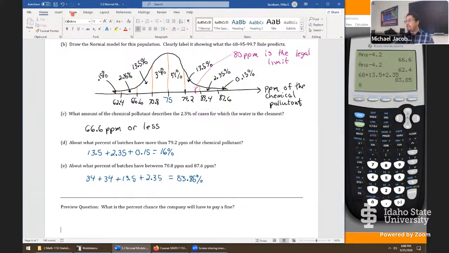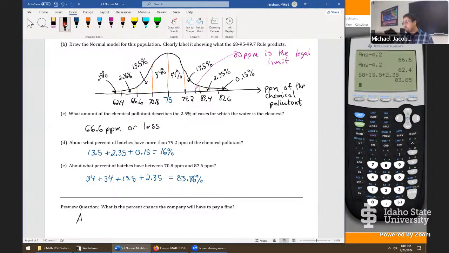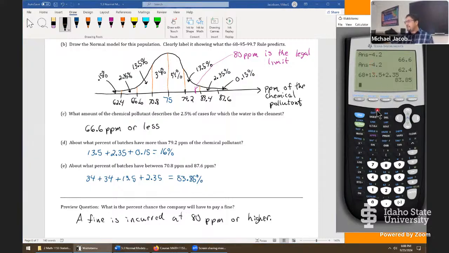So let's start by saying a fine is incurred at 80 parts per million or higher for the pollutant of those batches. So we'll do this in the calculator. Again, this is kind of a preview, so don't worry if the steps look a little bit crazy. We're going to be going over this a lot in section 5.4.